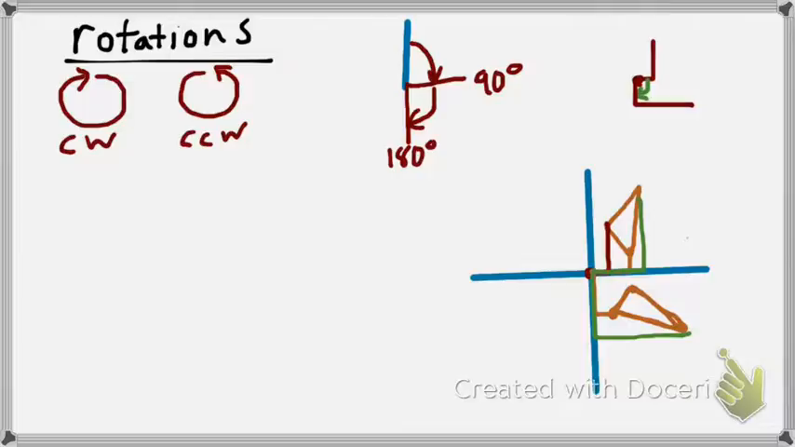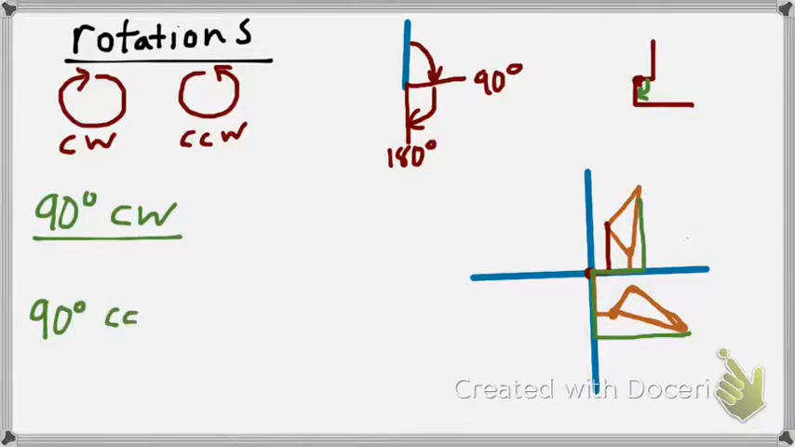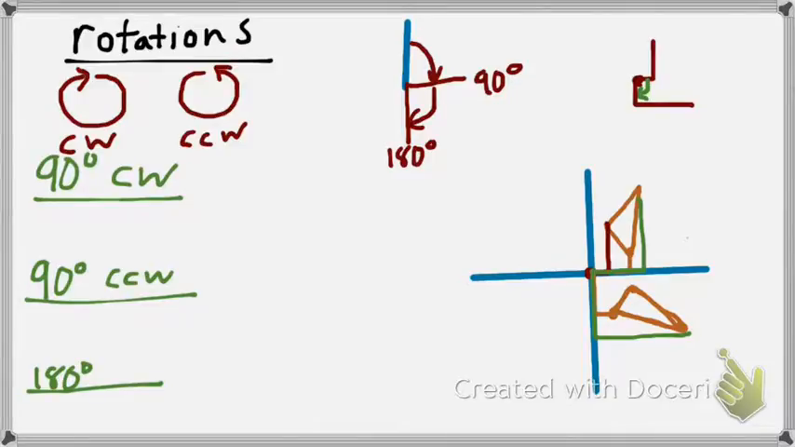I think the algebra representations are the easiest ones. There's 3 different algebra representations. There's 90 degrees clockwise. There's 90 degrees counterclockwise. And then there's 180 degrees. Now notice I didn't put clockwise or counterclockwise on 180 degrees. That's because it doesn't matter. If you go 180 degrees clockwise or 180 degrees counterclockwise, you're going to end up in the same place.